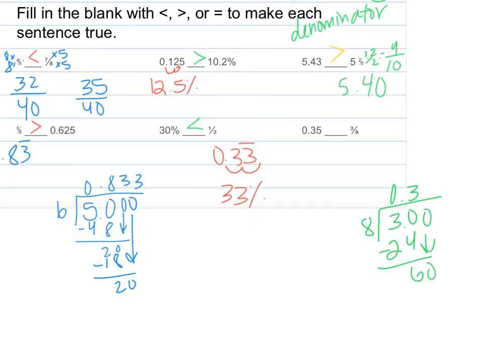8 goes into 67 times, which would be 56. 4 goes into 45 times, and then we're done. So 3/8 is 0.375, which, if we look, the 3's are equal.